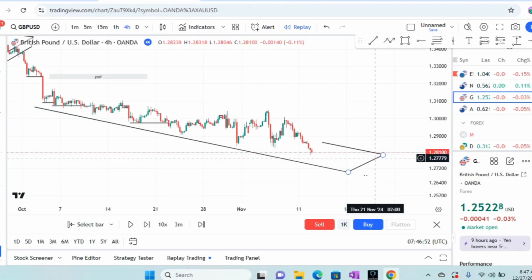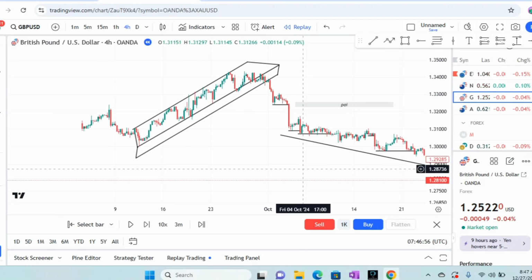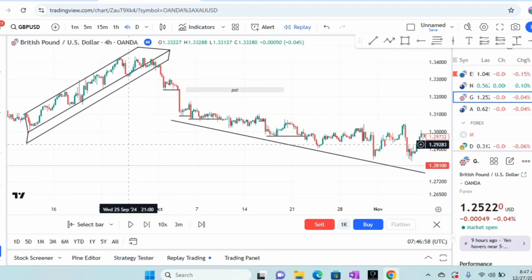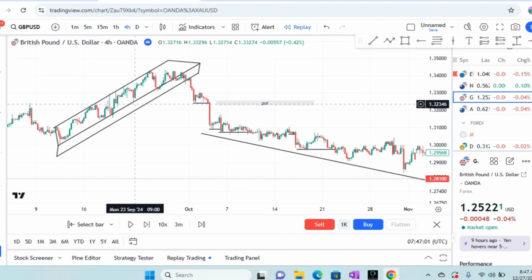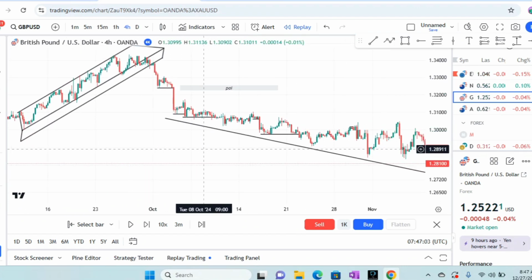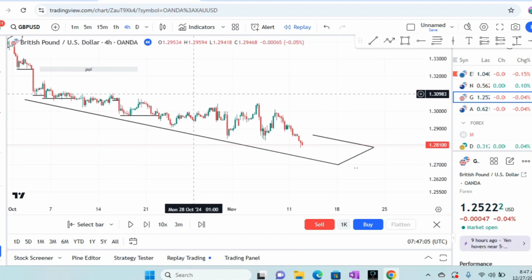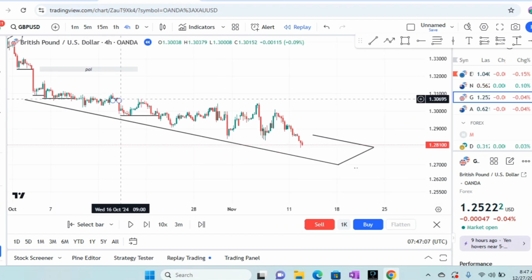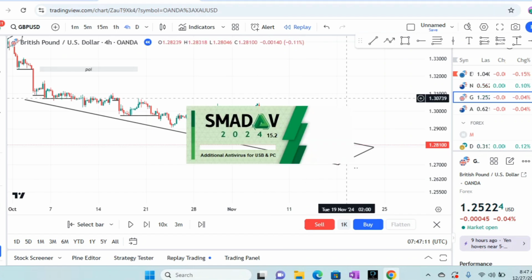Saying on GBP USD right now. So this is a chart of GBP USD. If you check, like I said, the chart trends up at some point, trends to the downside, right? So this is a downtrend right now on GBP USD. So let's follow the trend.